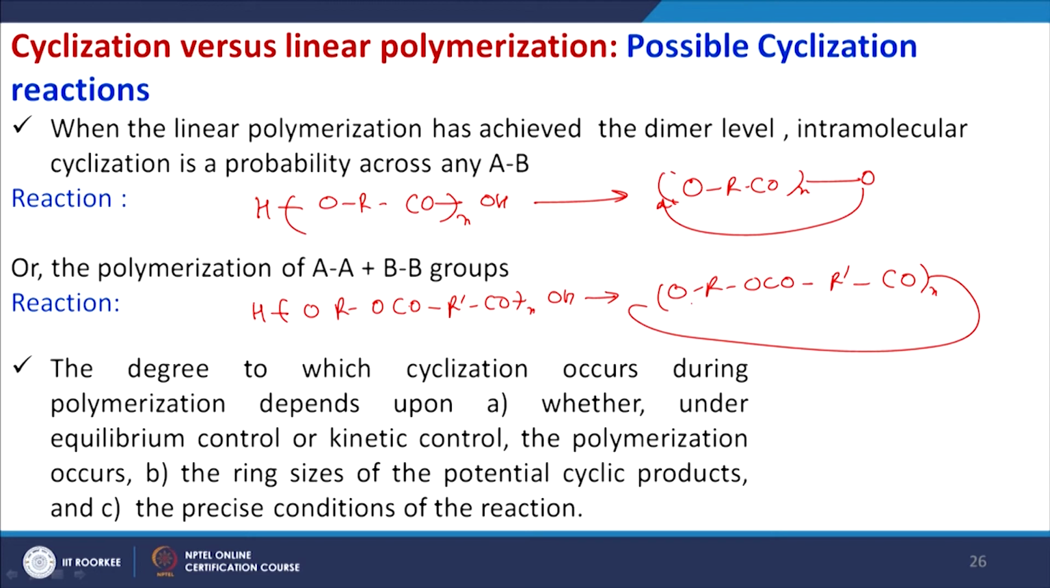Now, the degree to which the cyclization occurs during the polymerization depends on whether the polymerization occurs under equilibrium control or kinetic control, and on the ring size of the potential cyclic products, and that also depends on the precise conditions of the reaction. Now, let us give a comparative note on cyclization versus linear polymerization under the head of cyclization tendency versus the ring size.